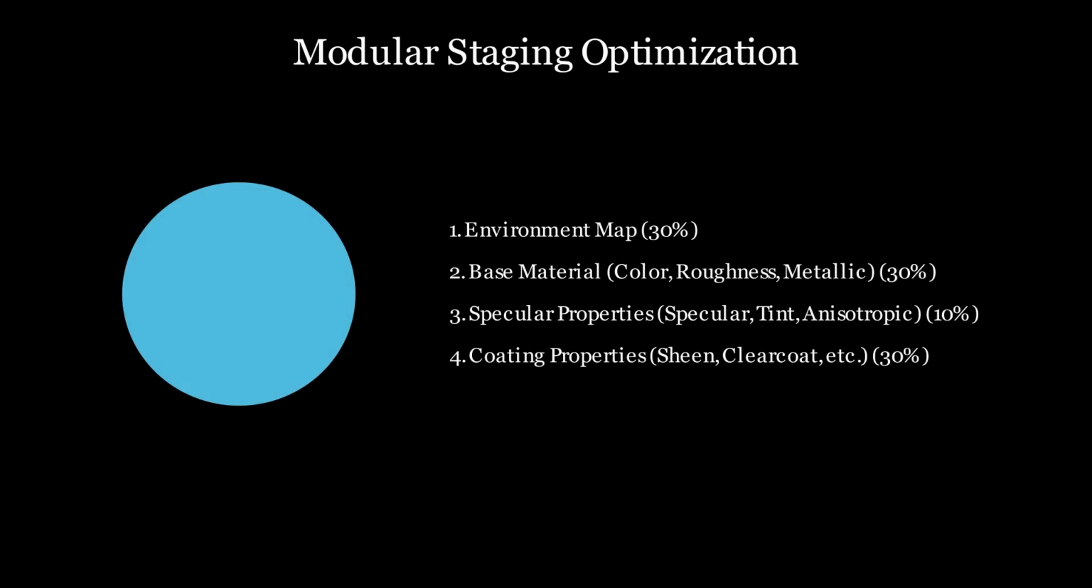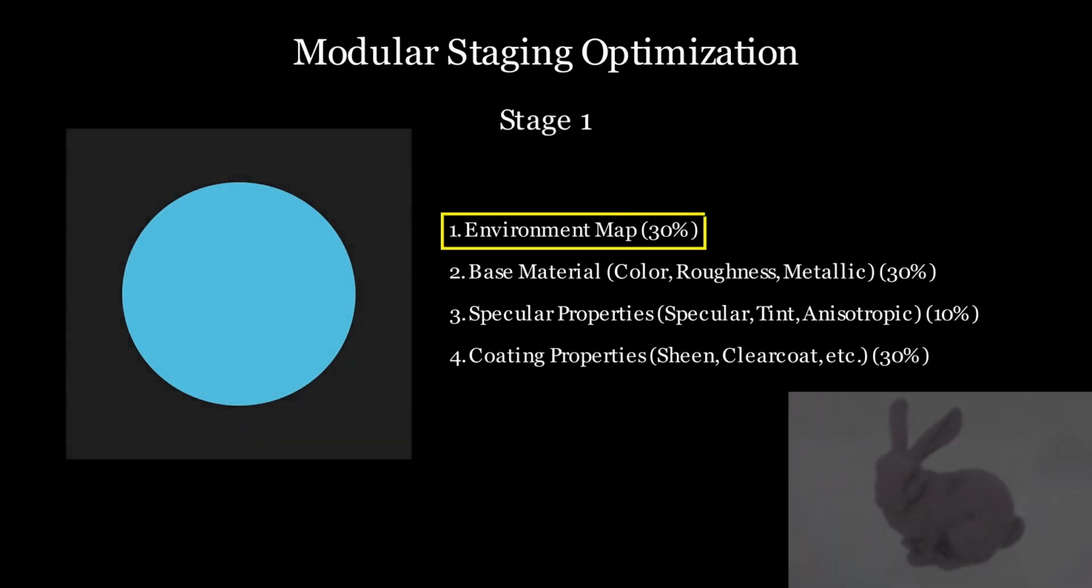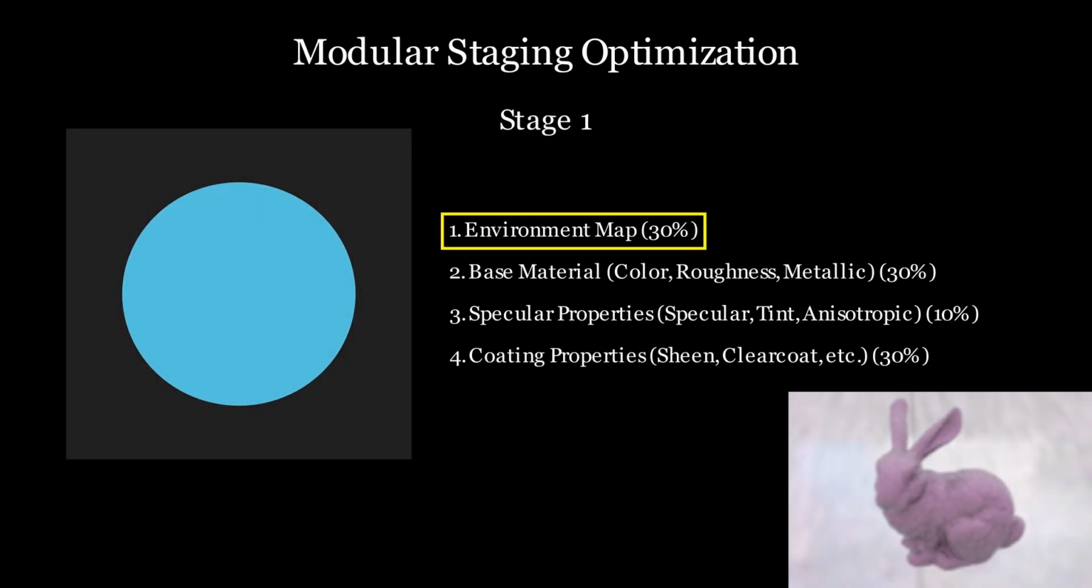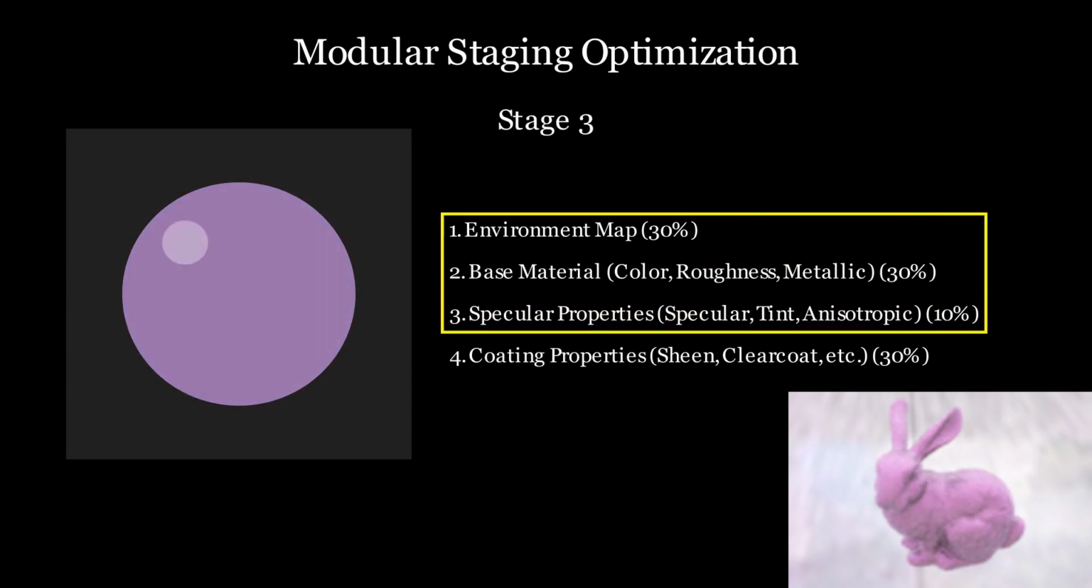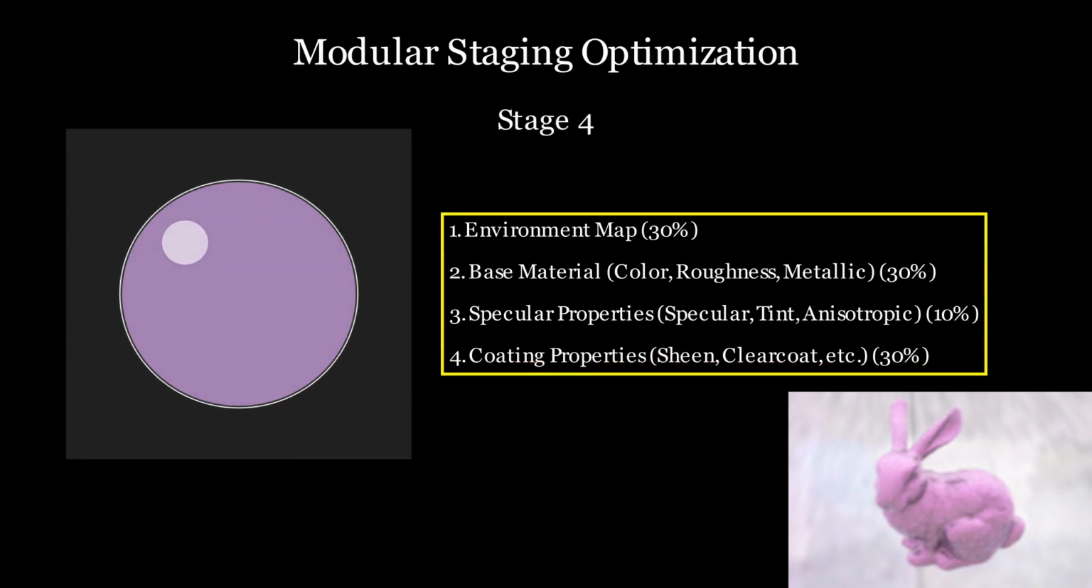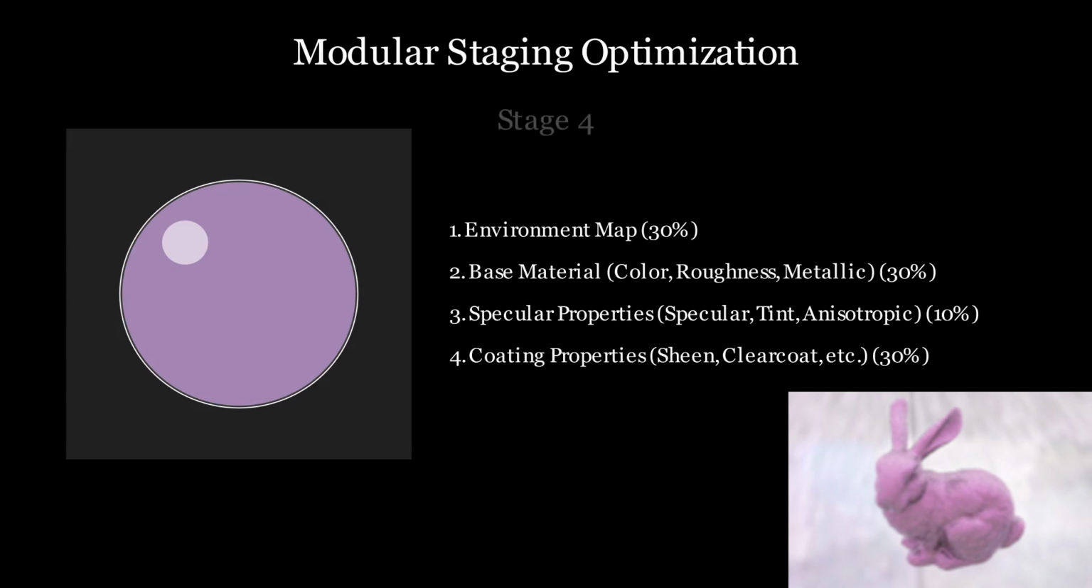Our pipeline uses a modular staging system in which we optimize for different parameters of our scene during different iterations of the optimization. For example, in our first stage, we might only optimize the environment map, and in the second, we might introduce new parameters such as material color, roughness, and metallicness. This continues until we optimize all of our desired parameters in the scene.